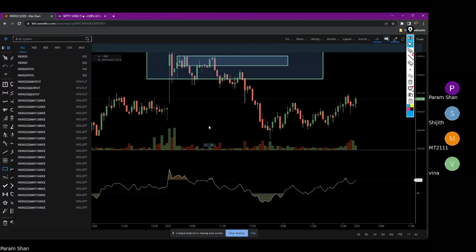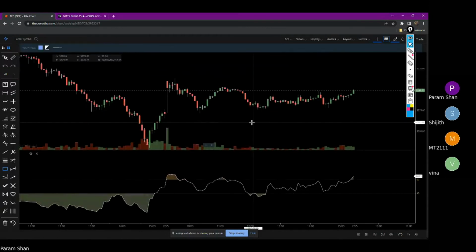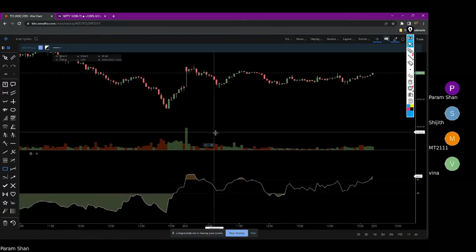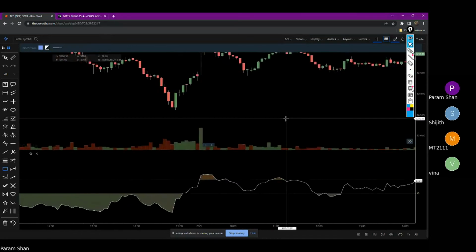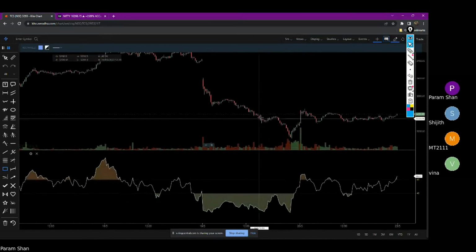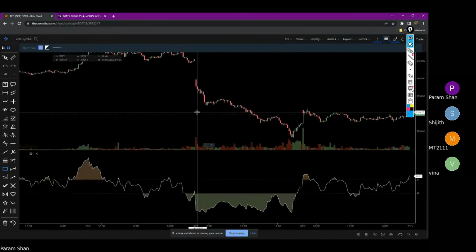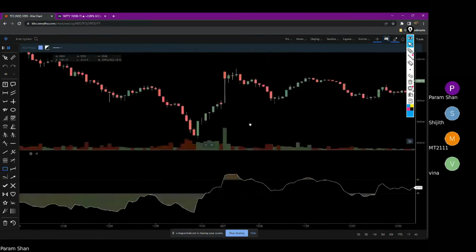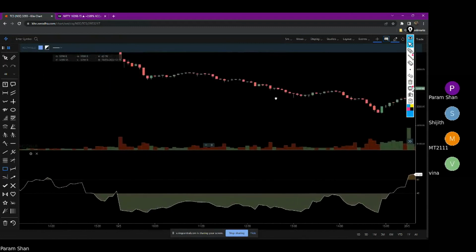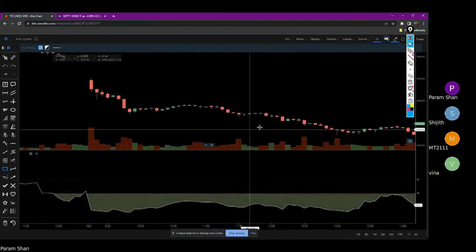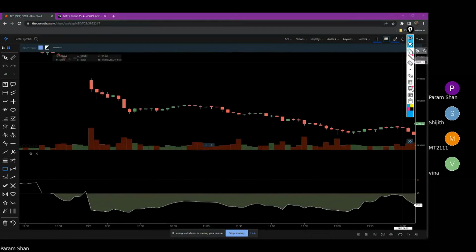We'll take TCS. Okay, all right. The previous day is a very good example with RSI. We'll see the previous day one. This is when the entire IT stock was down the previous day. Right, so we had a gap up the previous day.